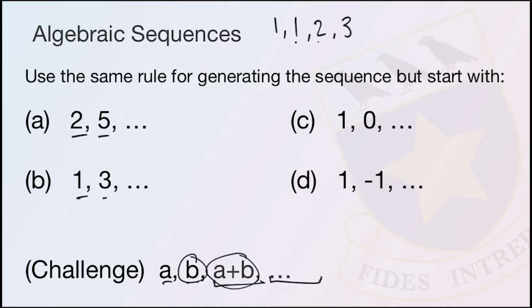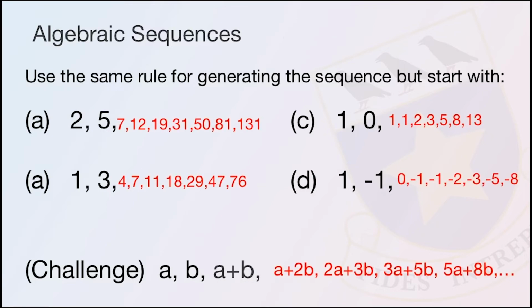So hopefully you've given that a go now. Let's have a look at some of the solutions to these. So if we started with 2 and 5, then this would be the pattern here. So it would go 2, 5, 7, 12, 19, 31, 50, 81, and 131. So it looks completely different, but it's generated in the same sort of way. 1 and 3, if we started with 1, then 3, we'd get 4, 7, 11, 18, 29, 47, 76.